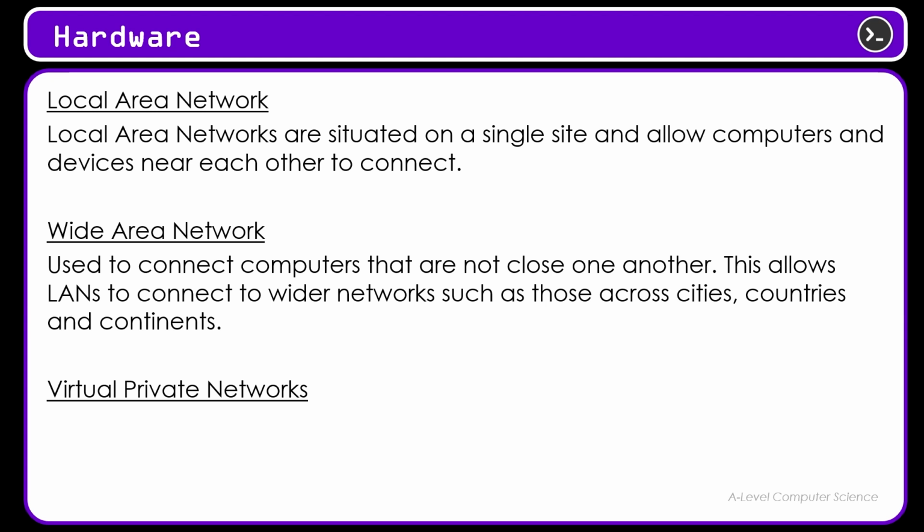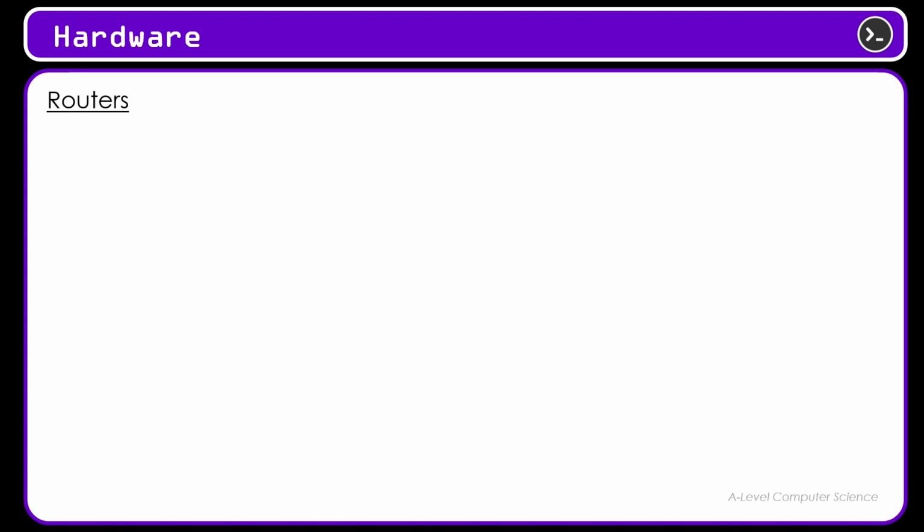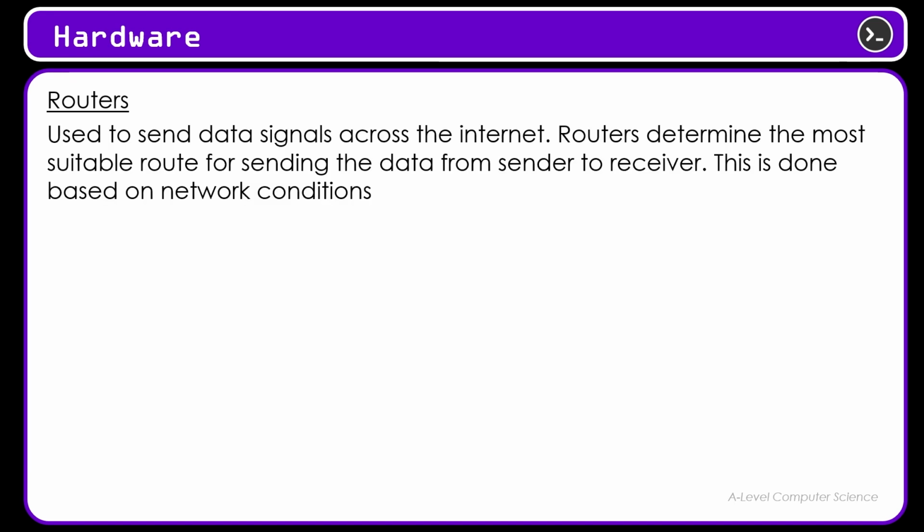A virtual private network allows people to log into a network remotely and access its resources. This allows it to be accessed like a LAN, but over the internet. When it comes to physical hardware, routers are used to send data signals across the internet.